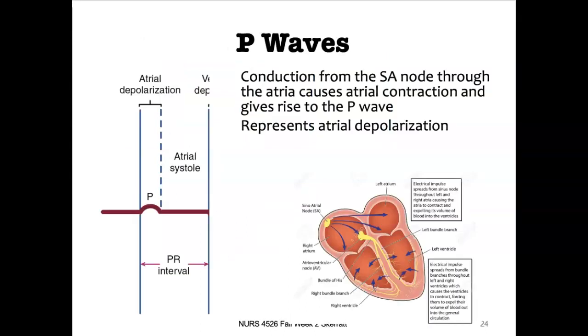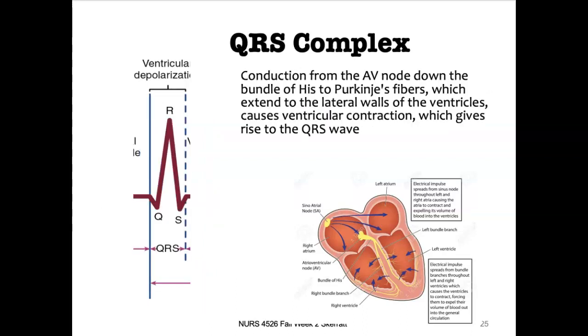So remember that the P wave is the conduction from the SA node through the atria, and it causes atrial contraction. So atrial contraction or depolarization gives rise to the P wave, and it represents atrial depolarization. So that's the first wave. The QRS complex here is the conduction from the AV node down the bundle of His to the Purkinje fibers, so down the right and left bundle branches to the Purkinje fibers, which extend along the lateral walls of the ventricles, and it gives rise to the ventricular contraction or ventricular systole, and that causes the QRS.